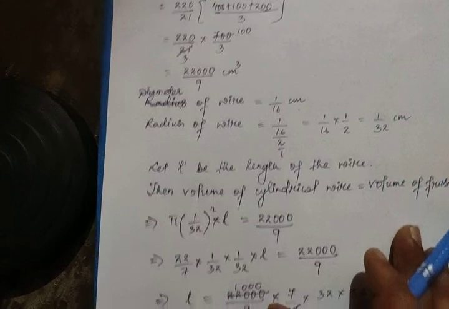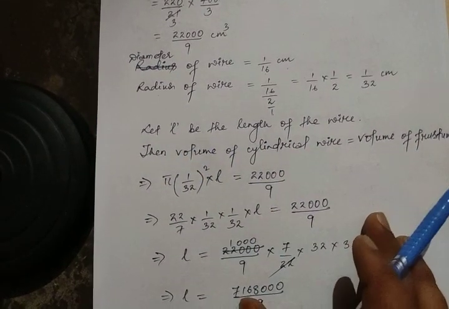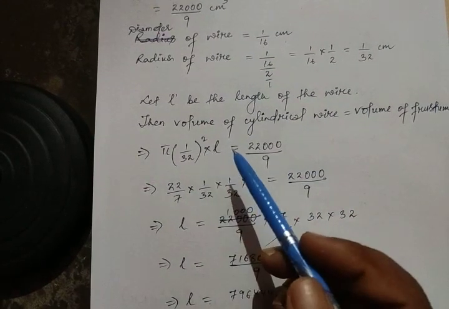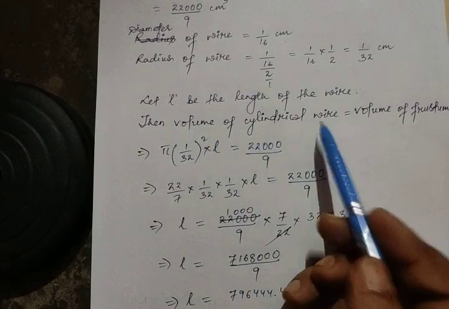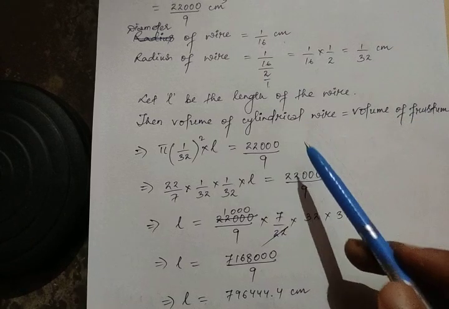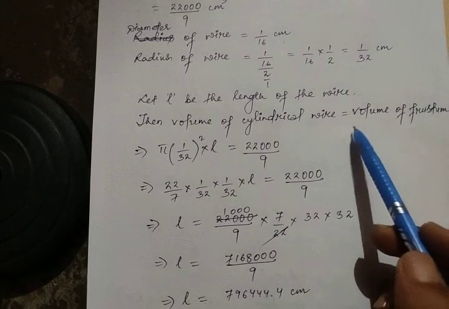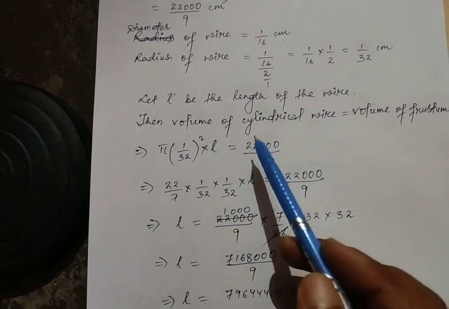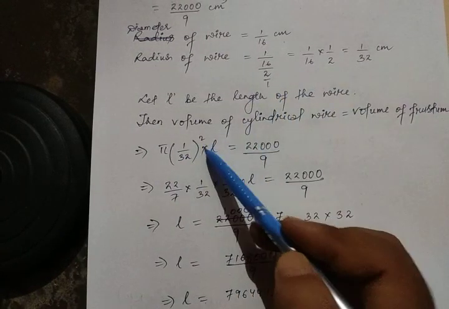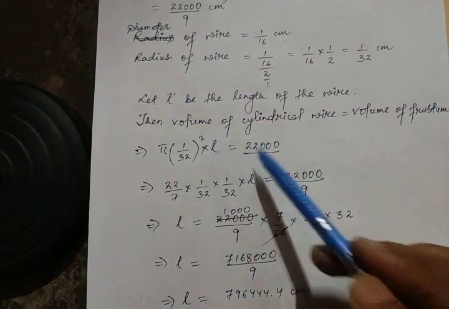So now what we have to find? We have to find the length of the wire. So let L be the length of the wire, because we don't know the length. Now the shape of the wire is cylindrical, right? So the volume of the cylindrical wire will be equal to the volume of the frustum. So volume of a cylinder, what is the formula? Pi r square h, right? So pi r square, and what is r? r is 1 by 32. So r square into h. H means height. So here we have considered height as L. And that is equal to the volume of the frustum.